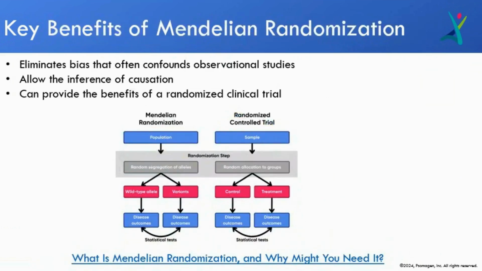Why would you want to do Mendelian randomization? Well, the benefit of being able to infer causation is quite valuable. It also eliminates bias that's associated with confounding in observational studies, and it can be used to provide the benefits of a randomized clinical trial without the cost.